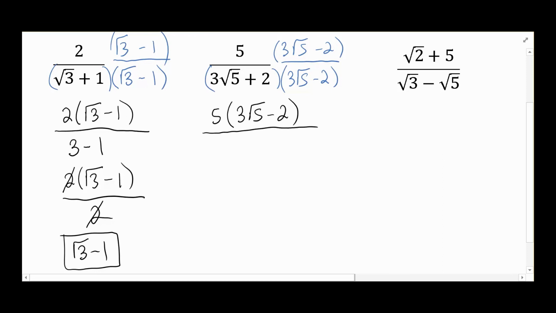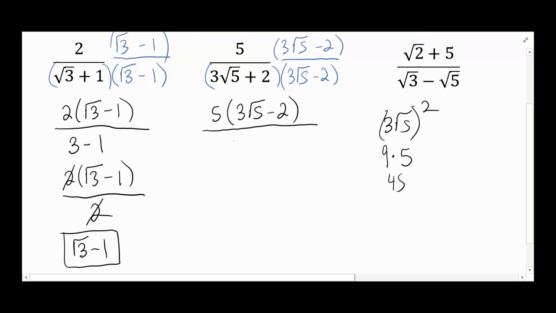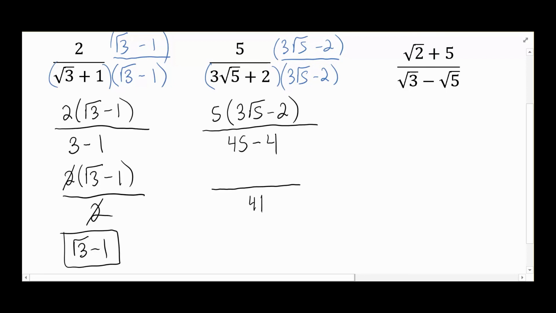But now in the bottom, we've got to be careful, because when I do my a squared, when I do 3 root 5 squared, I'm going to square the 3 and square the square root of 5 to get 5. So my a squared is 45. My b squared, 2 squared, is just 4. Now I can do my subtraction of 45 minus 4, which is 41.